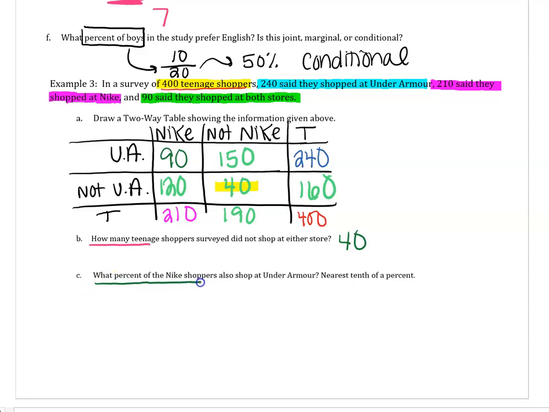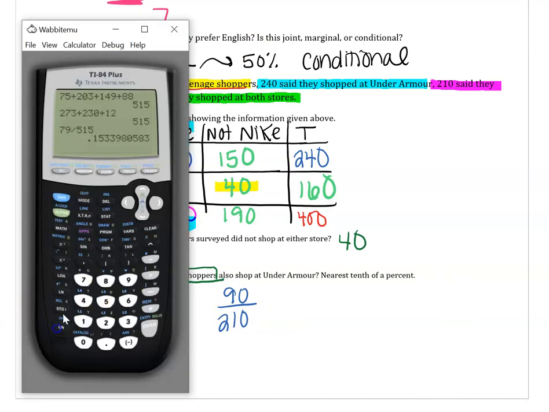What percent of the Nike shoppers? So here's where it gets specific. Of our Nike shoppers, I can see 210 of them. That's over here. What percent of Nike shoppers also shop at Under Armour? So remember, there's those 90. So this is 90 out of the 210, which it says to the nearest tenth of a percent. So I'll do 90 divided by 210, multiply by 100. So to the nearest tenth of a percent, it looks like 42.9.